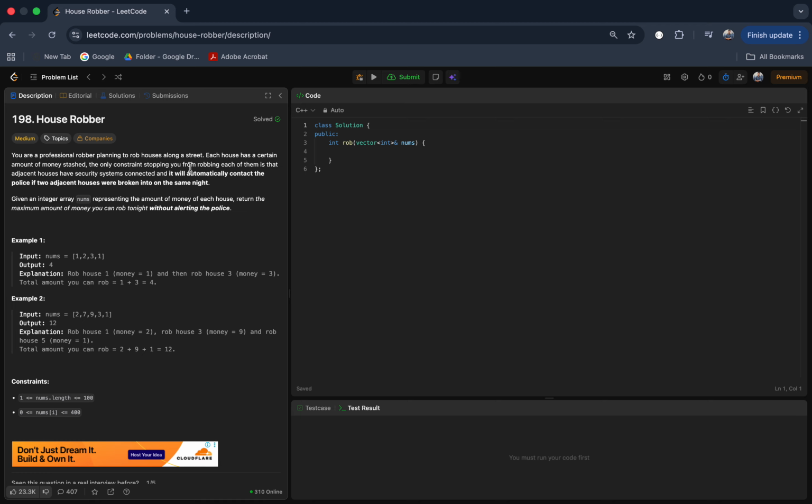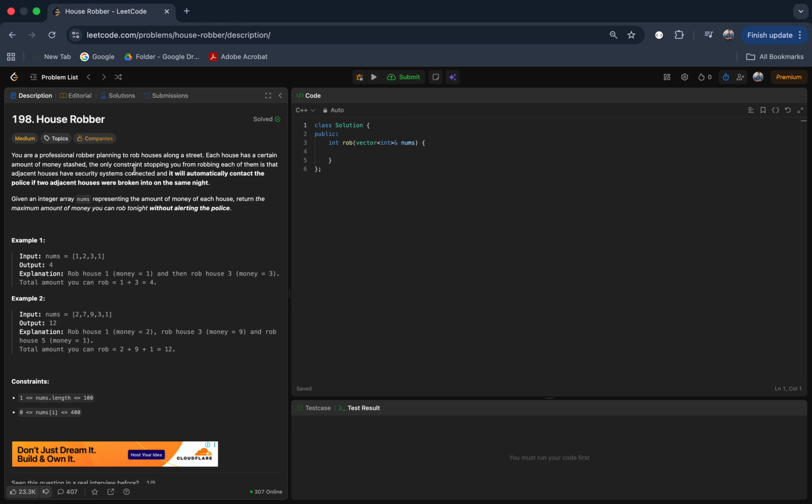The problem says you are a professional robber planning to rob houses along a street, and each house has a certain amount of money stashed. The only constraint stopping you from robbing each of them is that adjacent houses have security systems connected, and it will automatically contact the police if two adjacent houses are broken into on the same night.